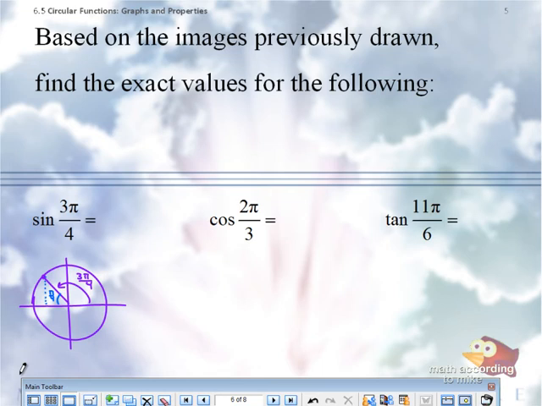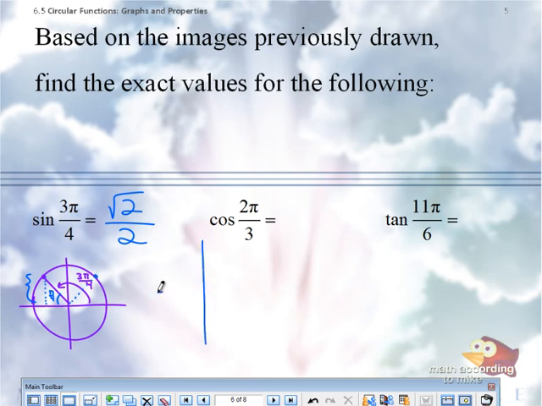Radical 2 over 2. I use blue. Very good. So remember, on the unit circle, sine is the y-coordinate. So notice at pi over 4 and 3 pi over 4, they have the same height above the x-axis. So the sine of pi over 4 is the same as the sine of 3 pi over 4, because they have the same height up. Good. How about cosine of 2 pi over 3?